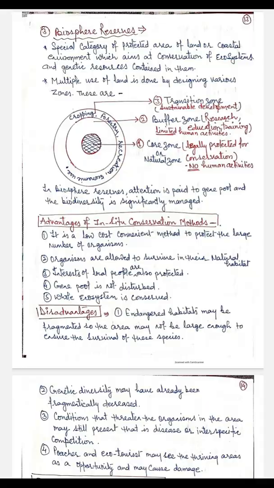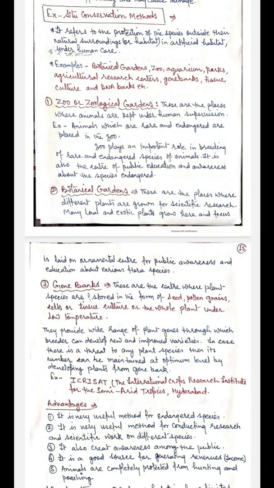Captive breeding, which is an ex-situ conservation strategy, refers to breeding of animals that are endangered in restricted or captive areas such as zoos, aquariums, research centers. For example, the Nandankanan Zoological Park in Odisha is famous for captive breeding of white tigers and gharial.